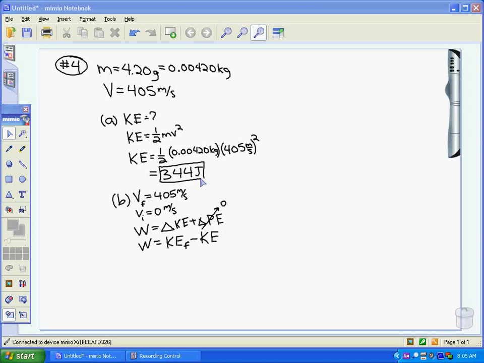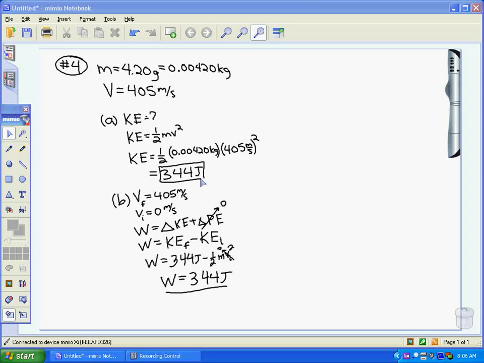We already know our kinetic energy final. That's when it's going 405. So this is going to be 344 joules minus, well, 1/2 mv initial squared. Well, my initial velocity is just 0. So this gives me my work is equal to 344 joules, since my initial kinetic energy was just 0.